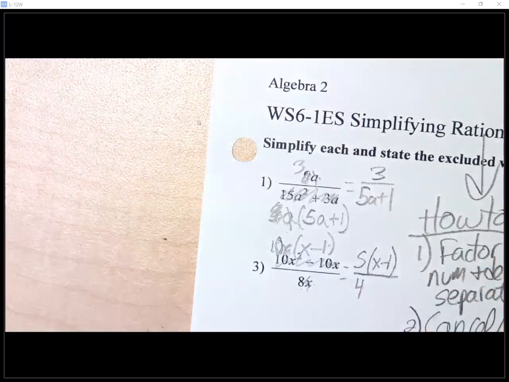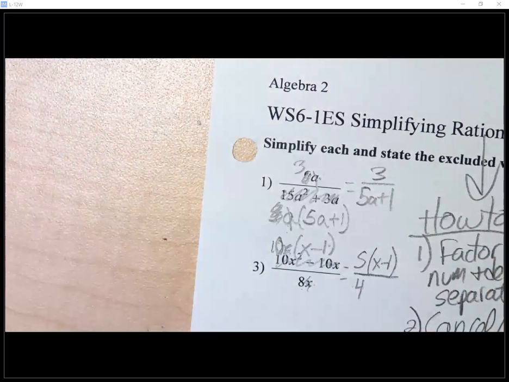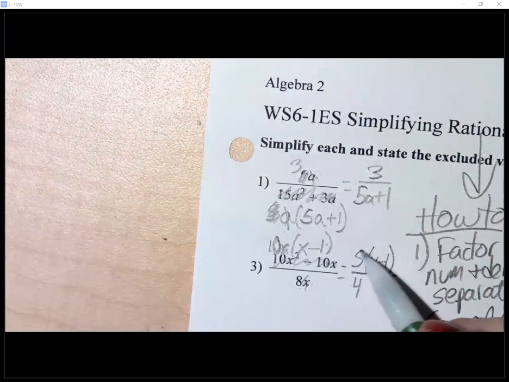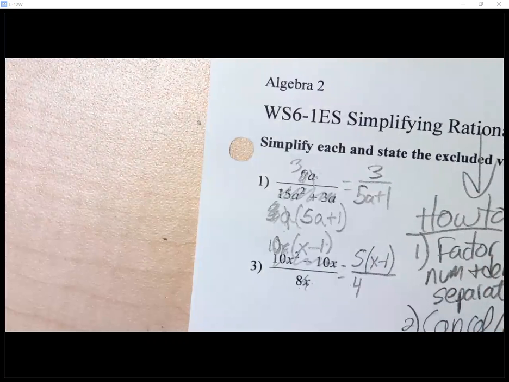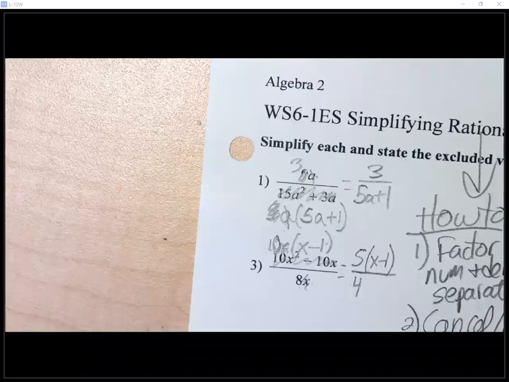There's my answer. Do you need to multiply this out? No, I don't care if you do. So if you left your answer like that, that's perfectly fine. If it happened to be multiple choice and you didn't see the answer like this, but you saw 5x minus 5, okay, they must have multiplied it out. But you don't have to. Usually we don't. We just leave it.